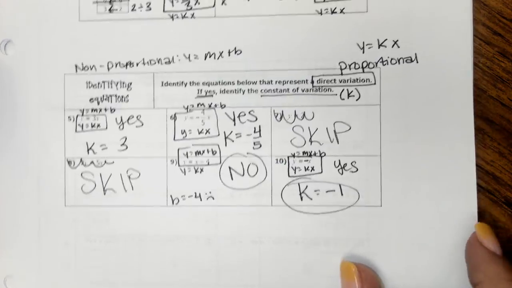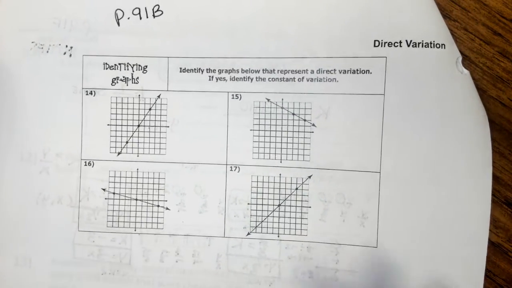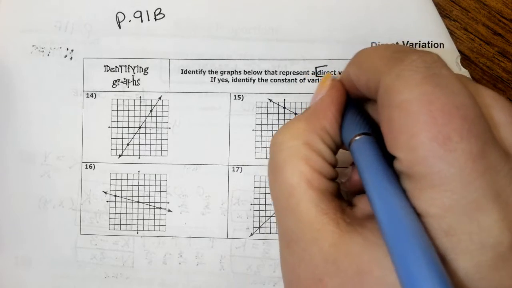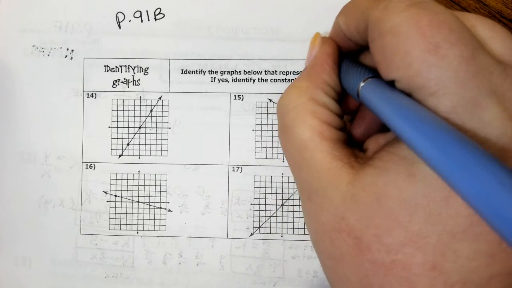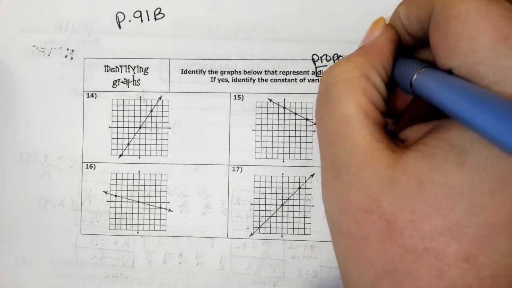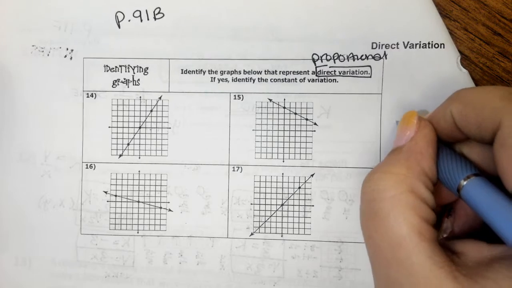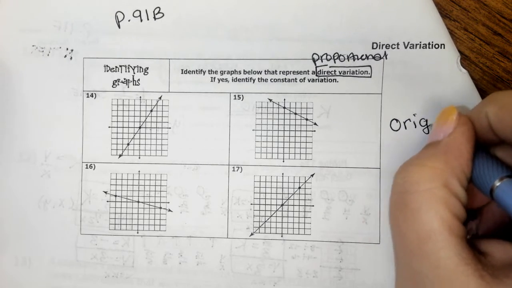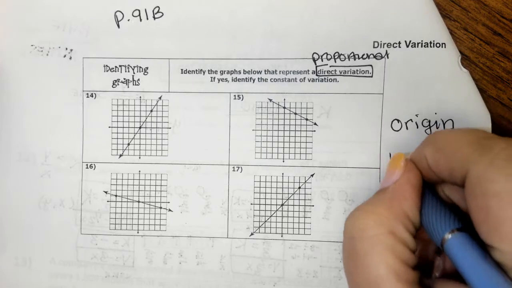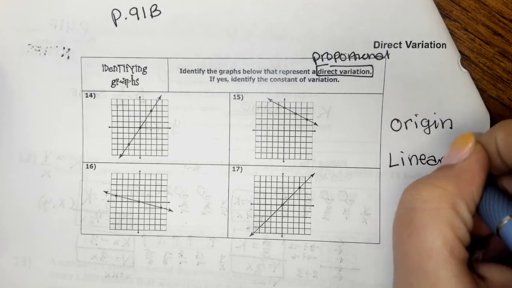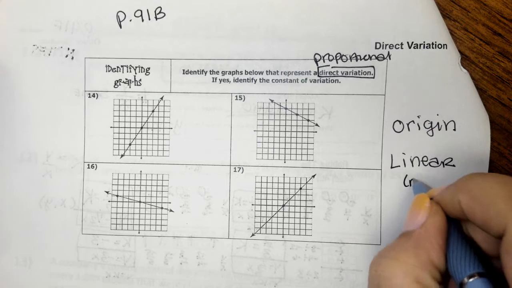This is all the notes for the front of page 91. Flip to the back of page 91. Now we have some graphs, and we want to know if the graphs show direct variation. Direct variation just means that it is proportional. For a graph to be proportional, two things have to happen. We have to go through the origin, and it has to be linear. Remember that linear is not undefined.